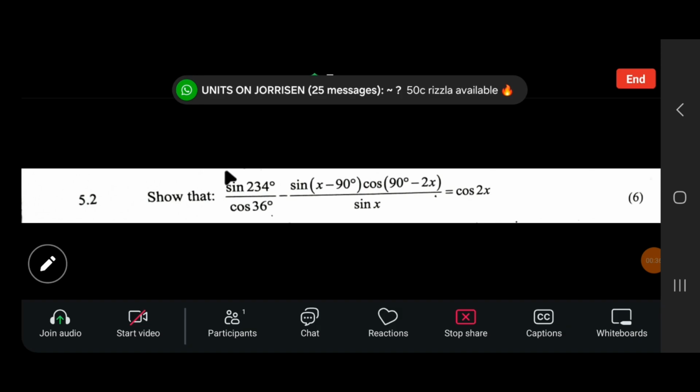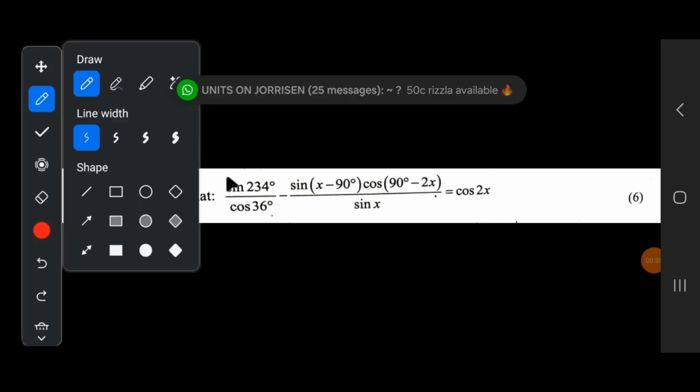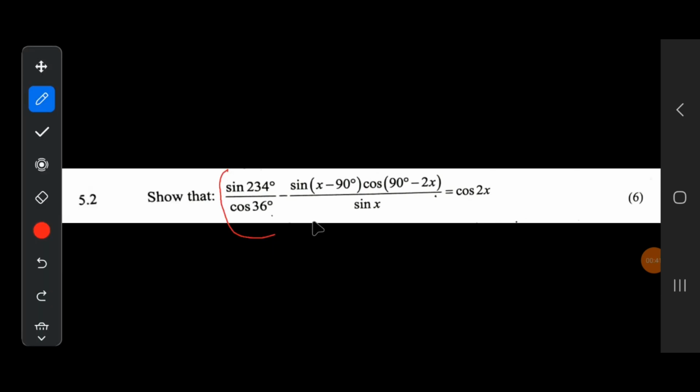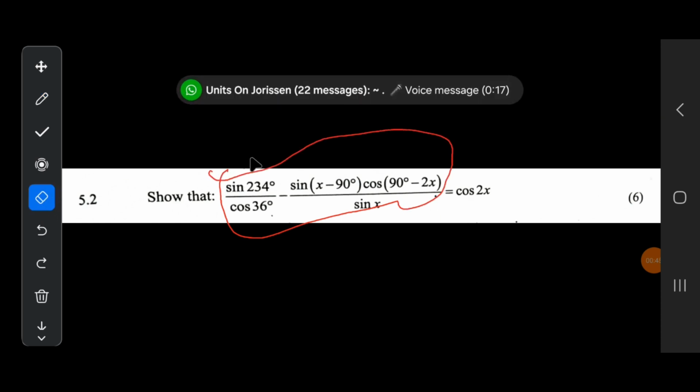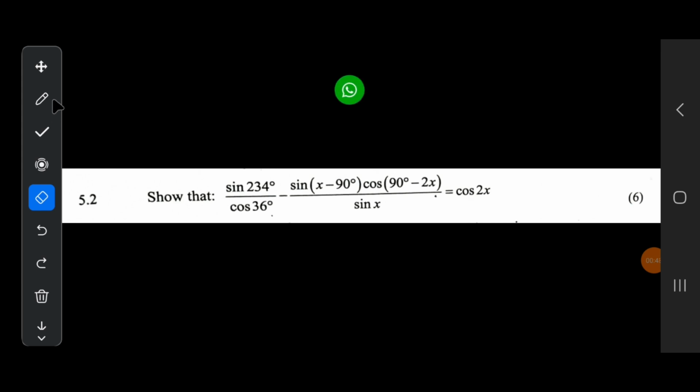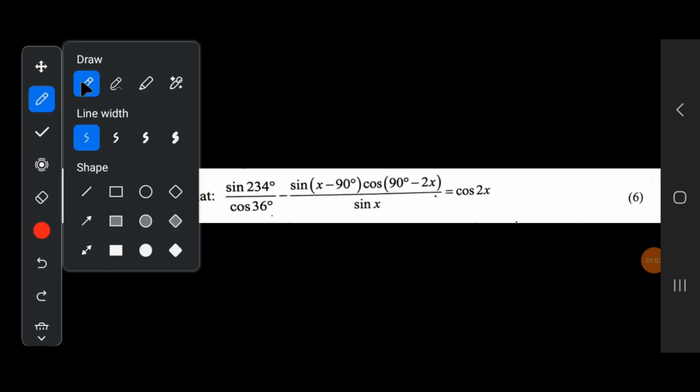In this instance, my advice to you guys is that you choose the side which looks the hardest. When I say the hardest, what do I mean? I mean that you choose the side which looks a bit more difficult, which looks more complicated. So that means this side, which I just circled, is the one you're supposed to use to get to the right hand side. So we're choosing the left hand side, right?